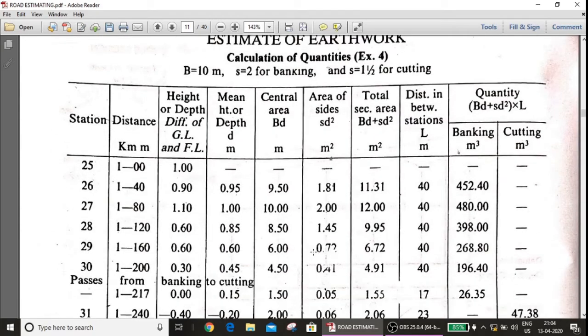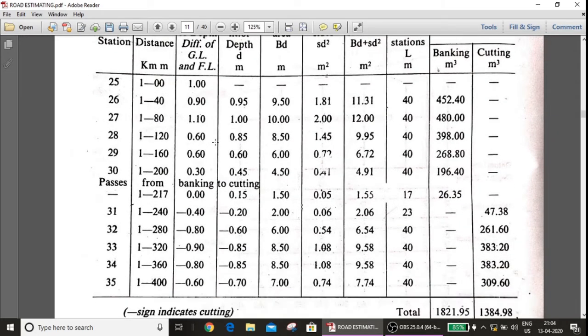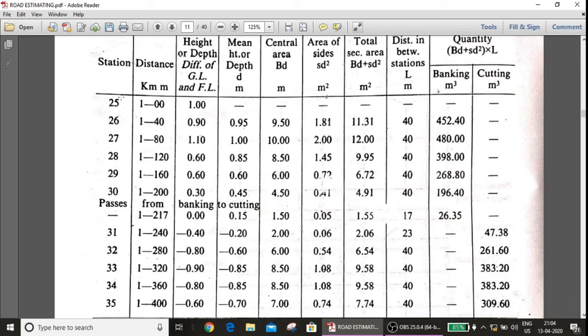Now with the same tabular column, b is equal to 10 meter, s is equal to 2 for banking, and s is equal to 1.5 for cutting. The tabular column is the same. See stations 25, 26, 27 are the same, but where banking and cutting cross, there you have to take another reading. This step is very important. If we forget the step, then the answer will be wrong.